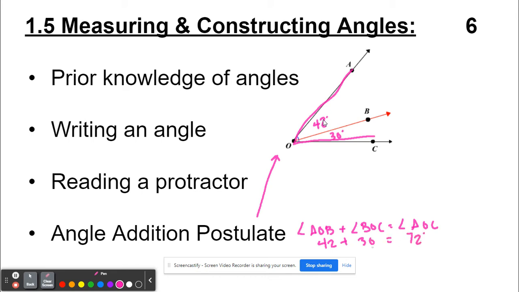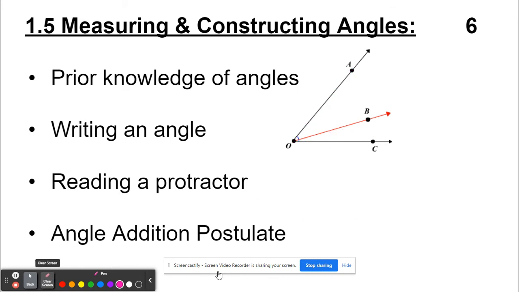So it goes back to that segment addition postulate that we talked about before. All right, so I'm going to clear this and go to the next slide.